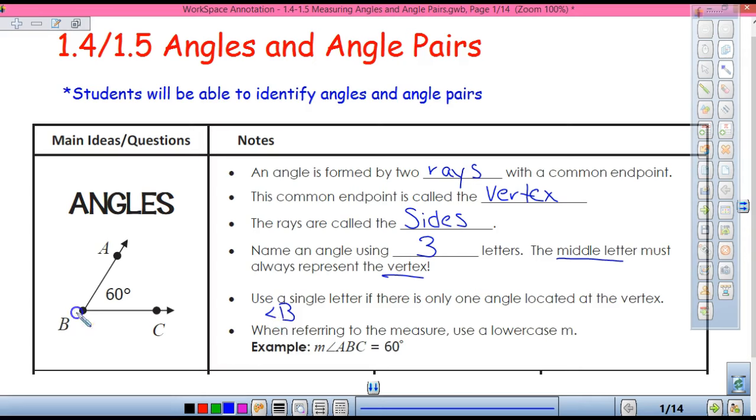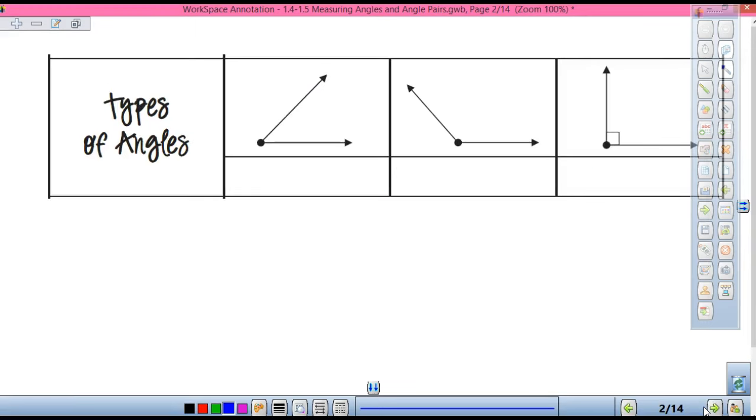But if I were to make another ray with point D right here, then I couldn't call it angle B, because I wouldn't know which angle B you're talking about. Make sense? All right, types of angles. This is a little one. If it's below 90 degrees, it's just a cute little angle.